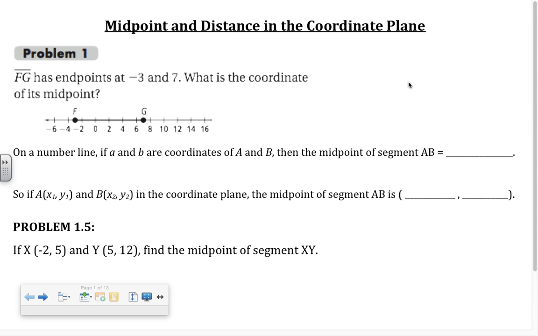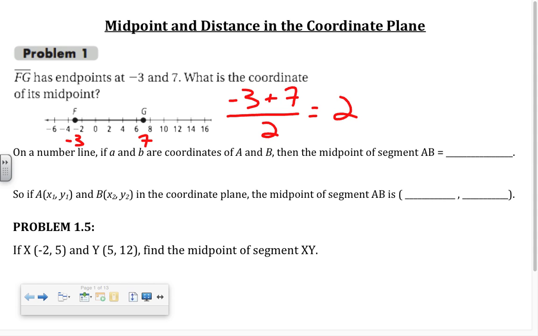Remember, a midpoint is a point that divides a segment into two congruent segments. So I want the point that is in the middle of two other points. And if you think about this numerically, then the number that's in the middle of two other numbers, I'd hope that you'd remember, is the average of the two numbers. So if I take this -3 at F and this 7 at G, and I average them together, let's look at the number that we get. -3 plus 7 is 4. 4 divided by 2 is 2.